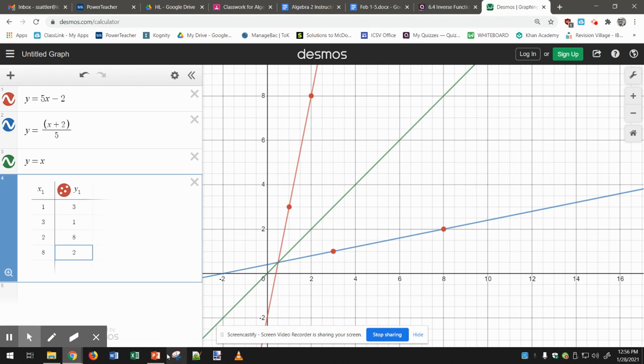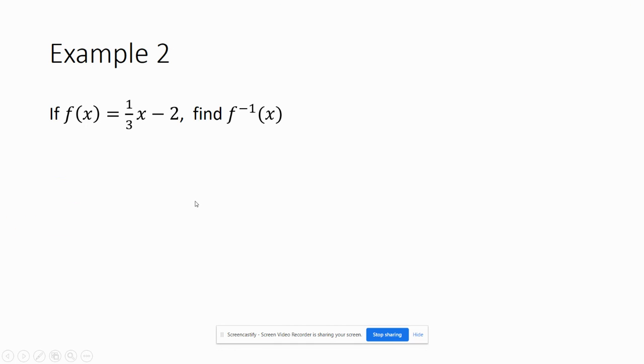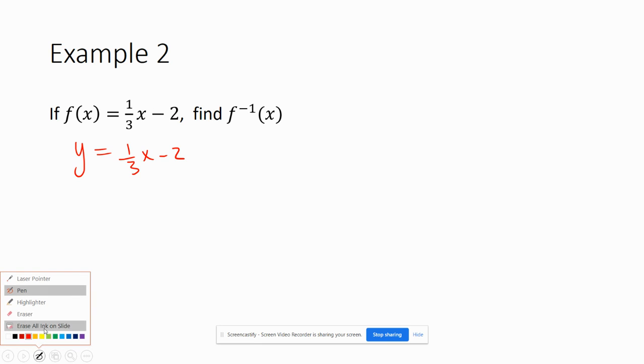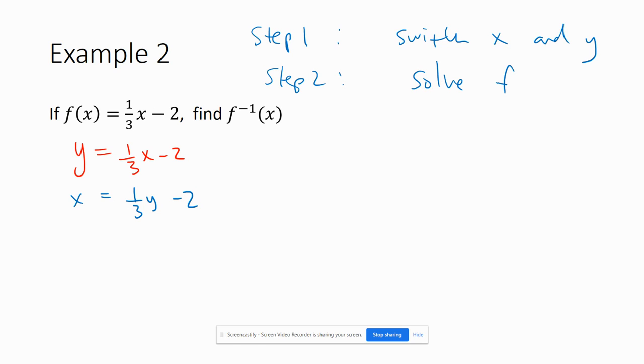So let's go back to my PowerPoint and do another example of how to find an inverse. We're given f of x, or y equals 1/3 x minus 2. We want to find the inverse. So again, the steps. Step 1, switch x and y. Step 2, solve for y. So I add 2 on both sides. I want to do addition and subtraction first, and leave any multiplication or division for the end.